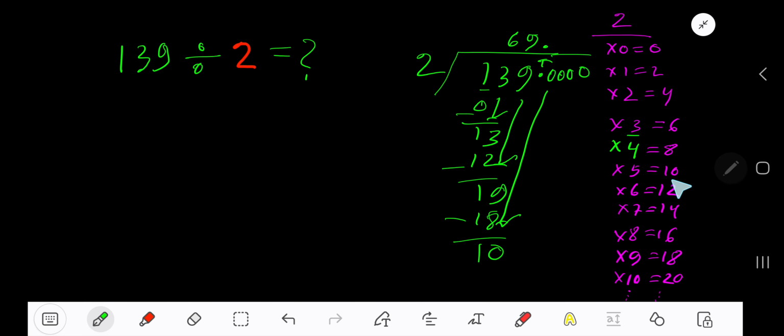2 goes into 10. 2 goes into 10 how many times? 5 times. 5 times 2 is 10. Subtract, the remainder is 0. So the answer is 69.5.